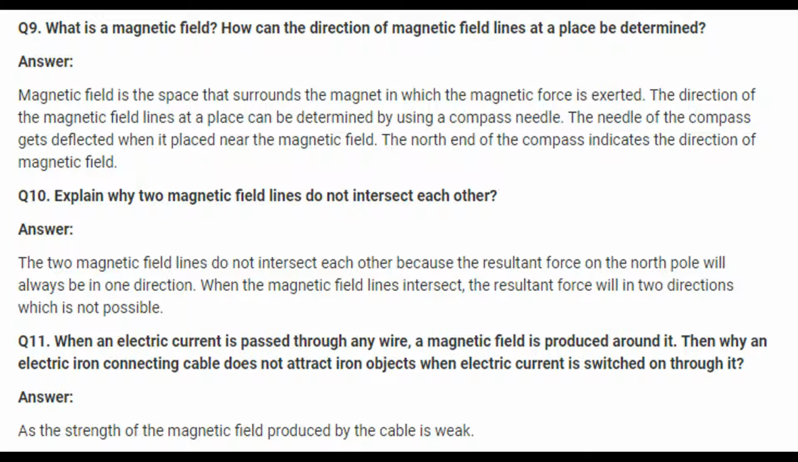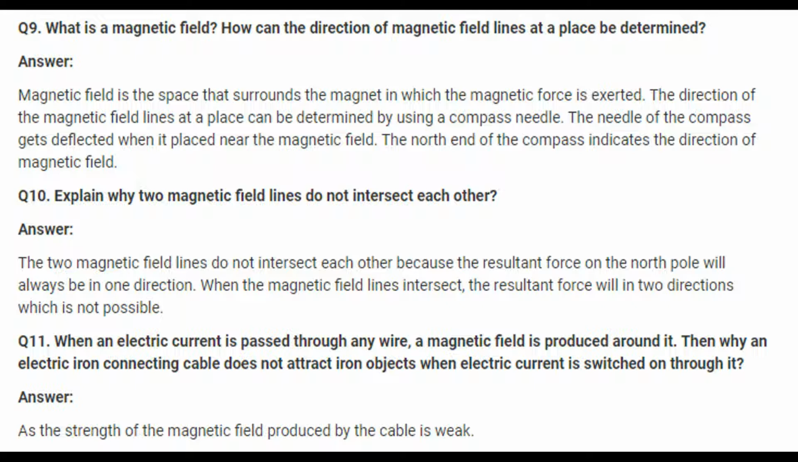Question 9. What is a magnetic field? How can the direction of magnetic field lines at a place be determined? Solution. The space surrounding a magnet in which magnetic force is exerted is called a magnetic field. The direction of magnetic field lines at a place can be determined by using a compass needle.